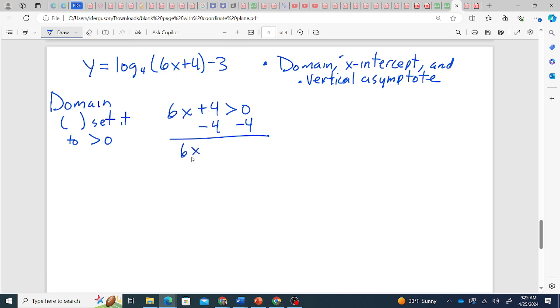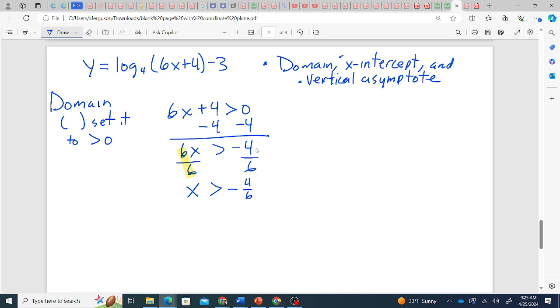So that's going to be 6x is greater than negative 4. Then next, what's my next operation? Divide by 6, because I'm trying to isolate x. If I divide by 6, these two sixes cancel each other out. So now on the left side, I just have x, and then I've got greater than, and here I've got negative 4 over 6. Now, oh no, it's a fraction. It's fine, it's a fraction.